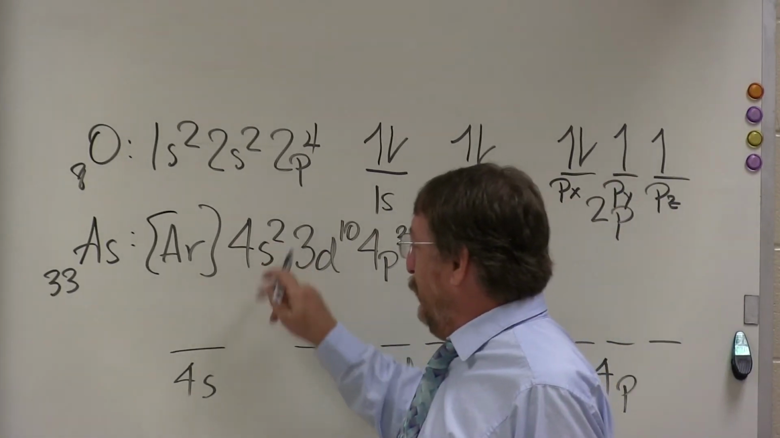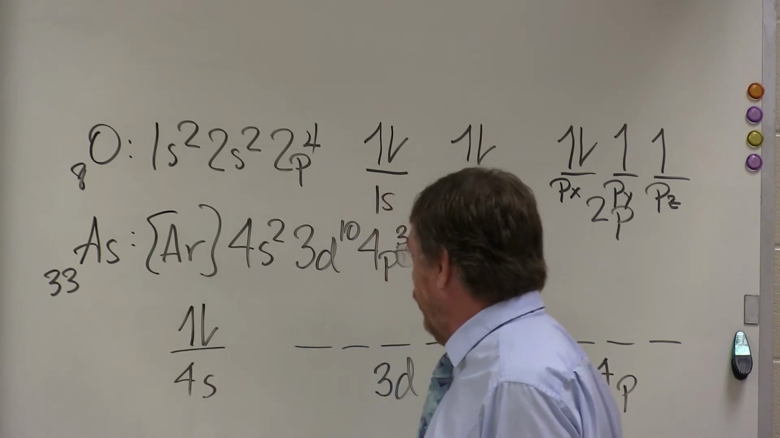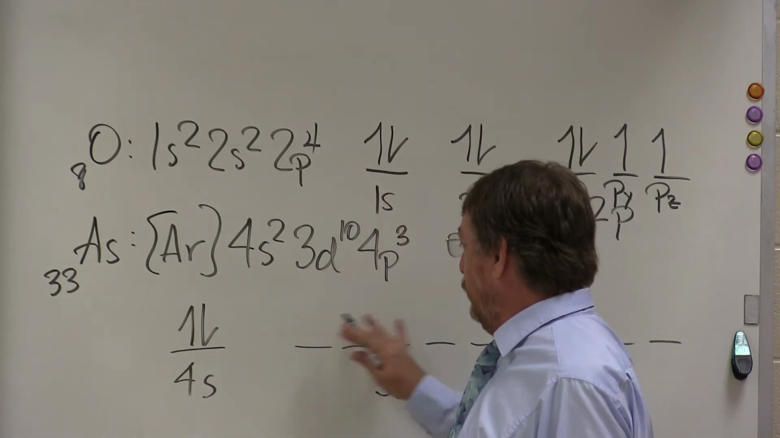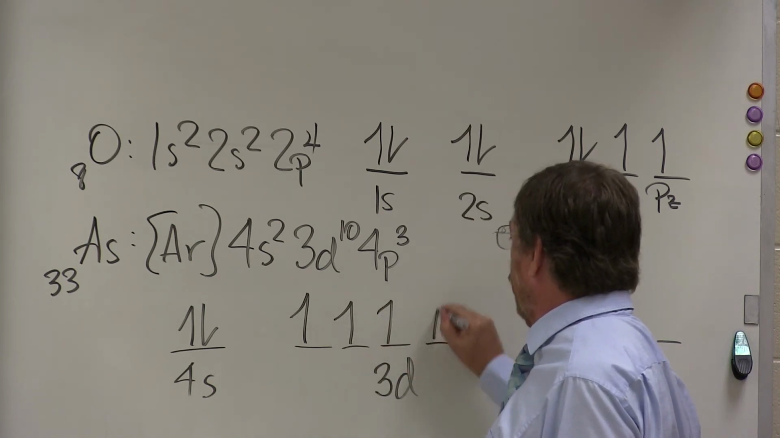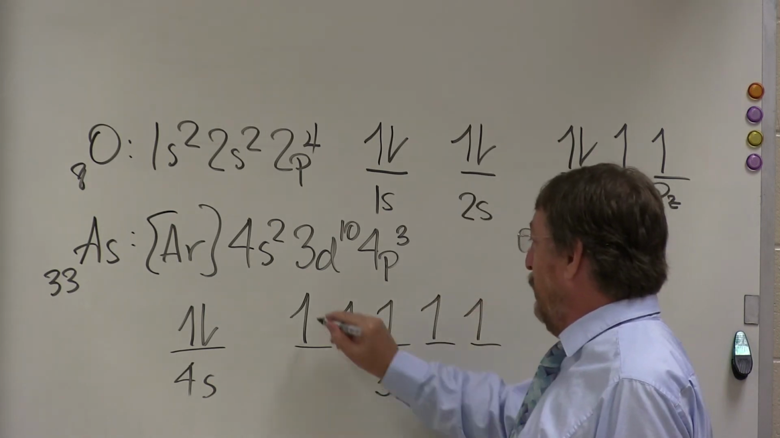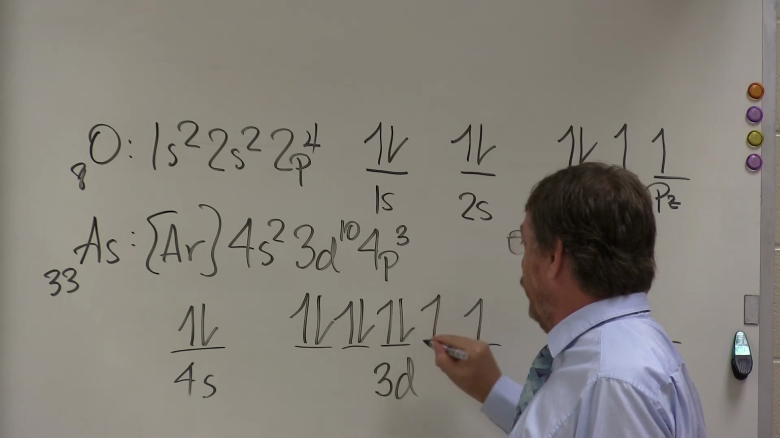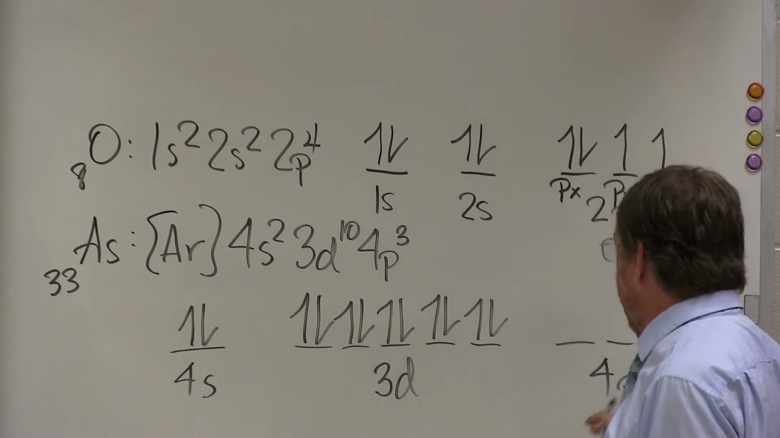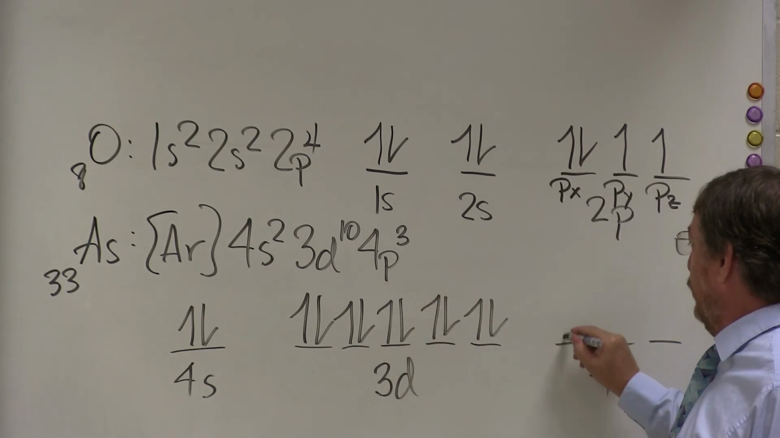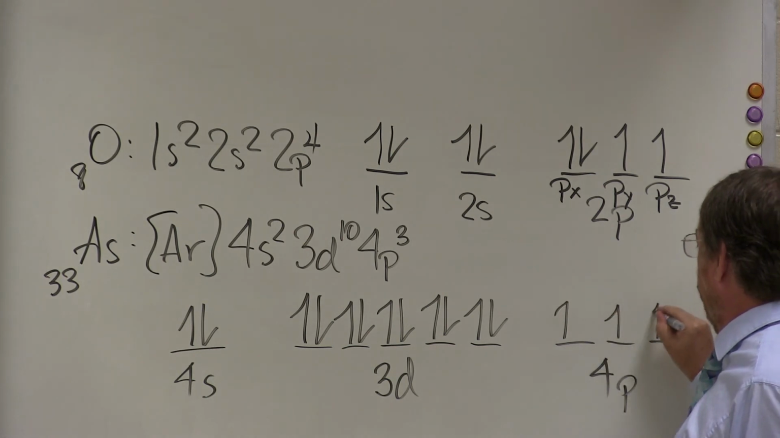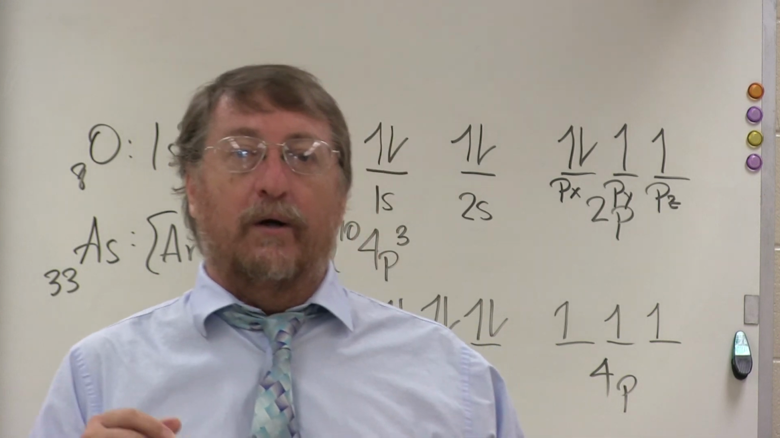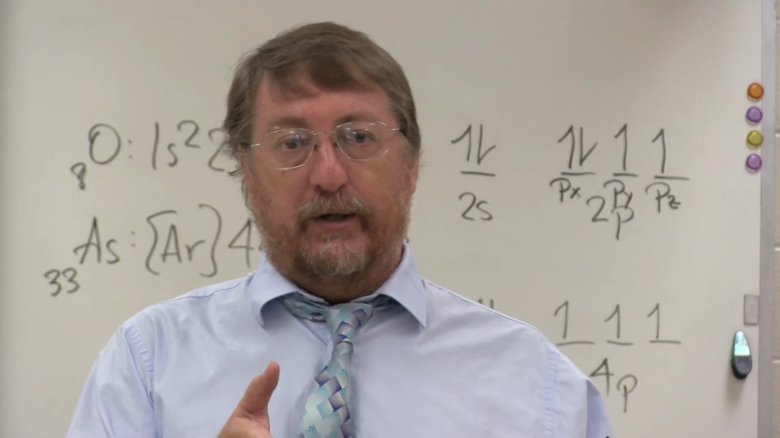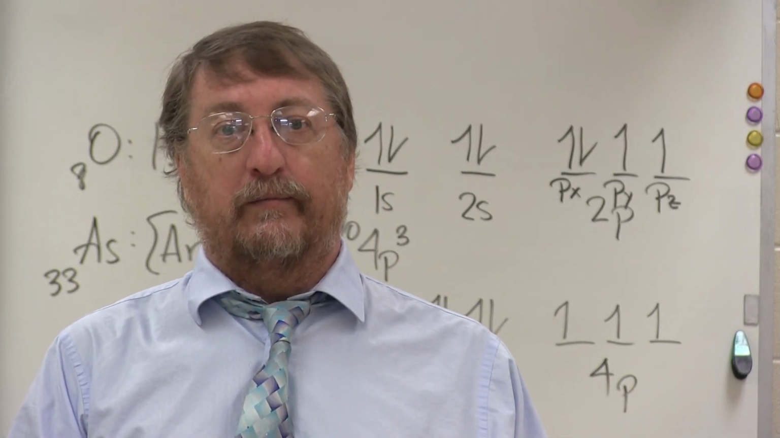The 4s has 2 electrons, spin up, spin down. The d has 10 electrons, is completed, but let's go ahead and do it in Hund's rule order. There's our 5 spin ups. Now we're going to go with 5 spin downs. Now the 4p has 3 electrons, spin up, spin up, spin up. So an orbital diagram is going to give us a way to represent all the quantum numbers in one complete unit.